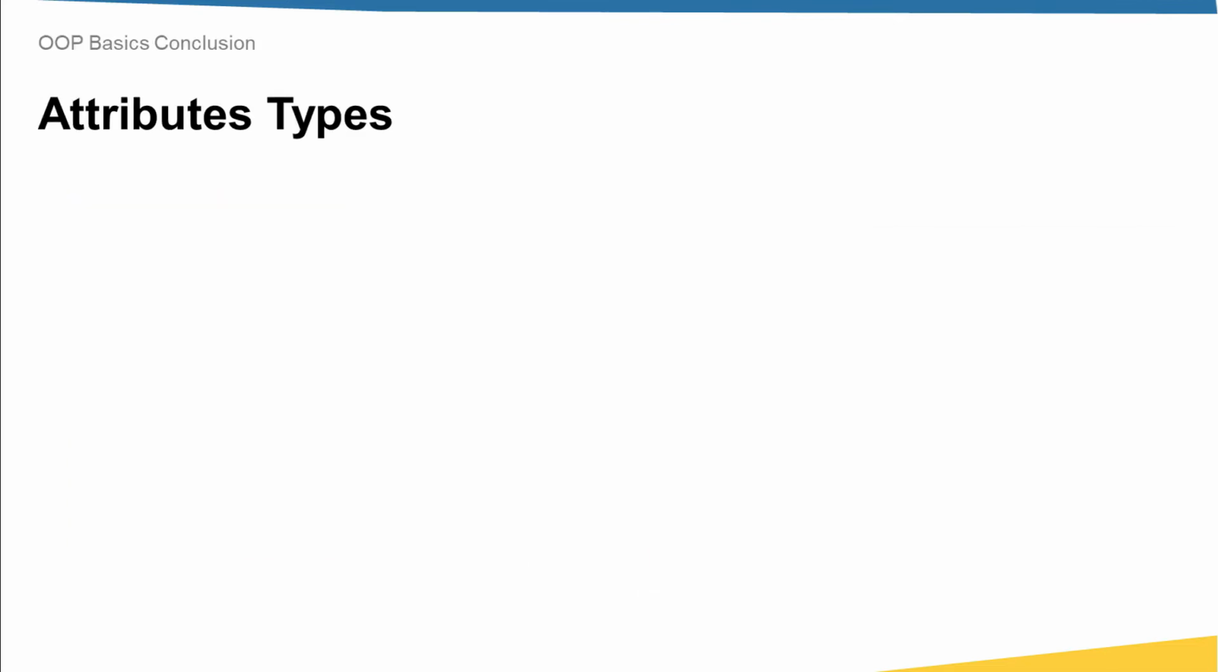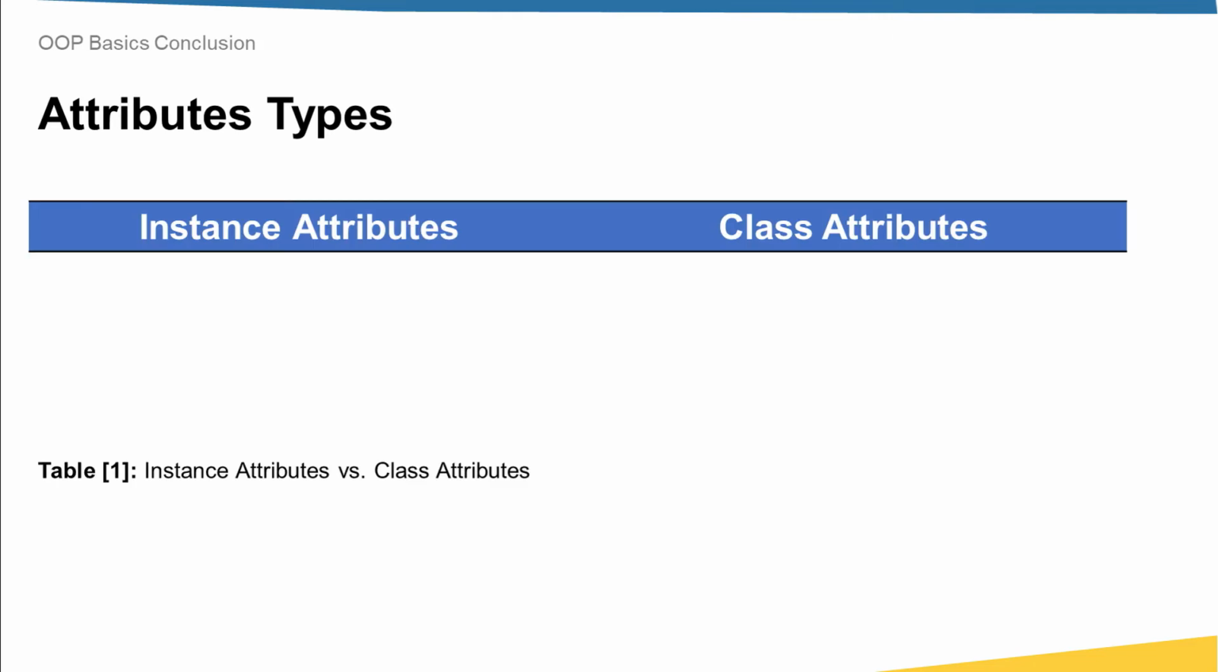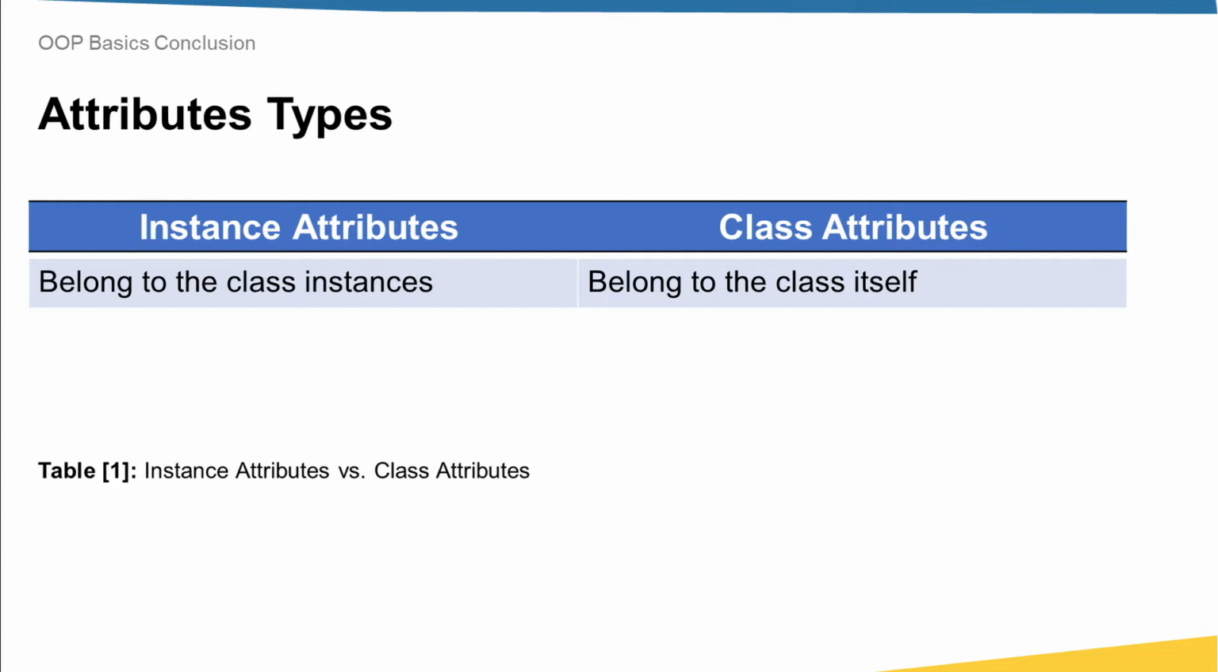After that, we learned about attributes and methods. So let me start by talking about the attribute types that we have seen in this section. We have seen two types of attributes, instance attributes and class attributes. If I want to compare them, instance attributes belong to the class instances, the objects, whereas class attributes belong to the class itself. So, instance attributes for the object, class attributes for the class itself.